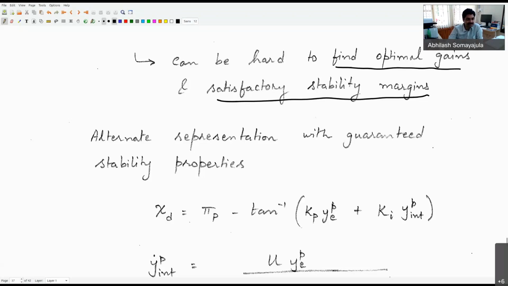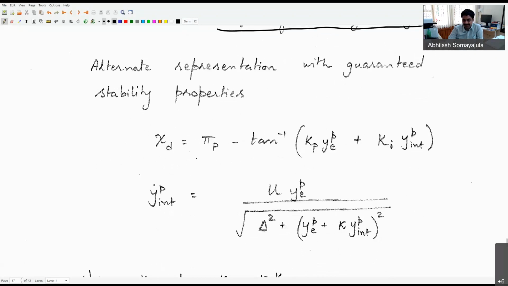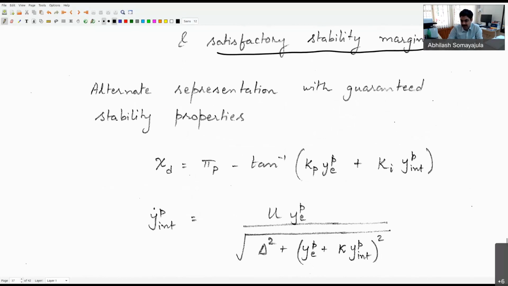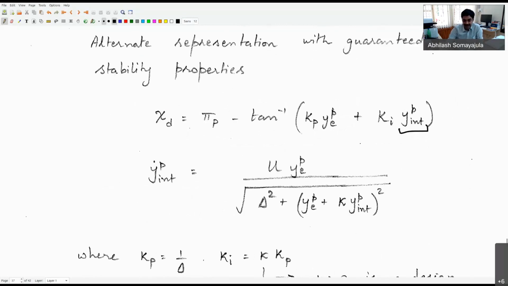So one such example is given here, where you will see that what I have done is I have taken this integral term of y_pe and replaced it by a variable called y_pint. Okay, and that y_pint is not a simple integral of y_pe, but it is some complex function of y_pe. So I'm assuming that y_pe dot follows this dynamics.